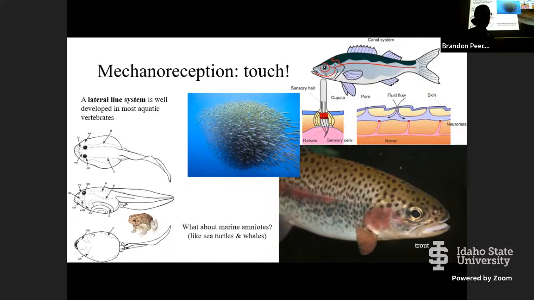Please talk to your neighbors about marine amniotes. Do they have a lateral line or not have a lateral line, like a sea turtle or a whale?